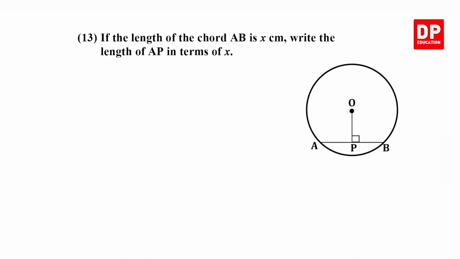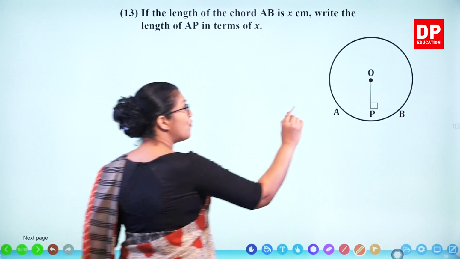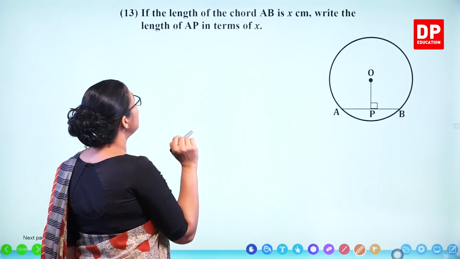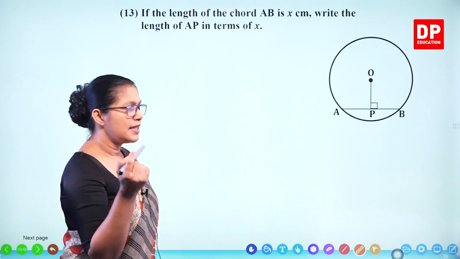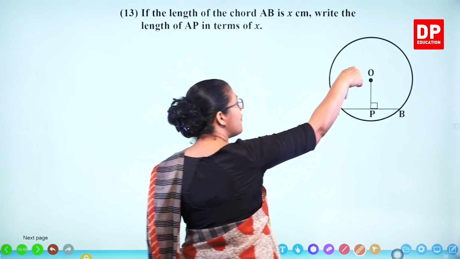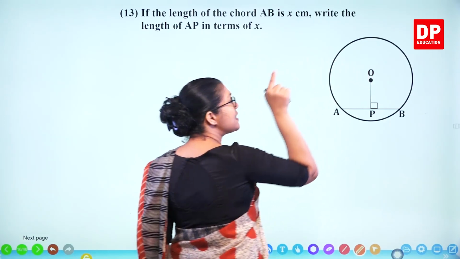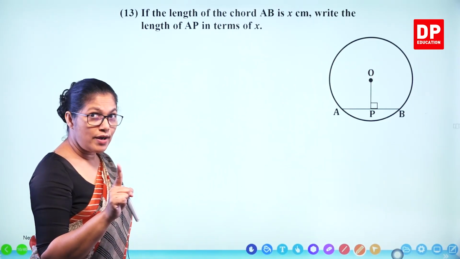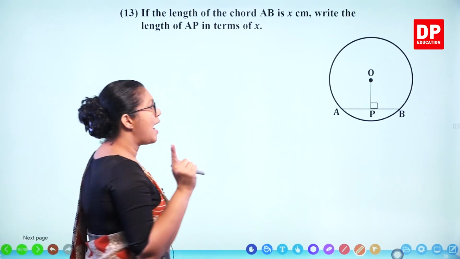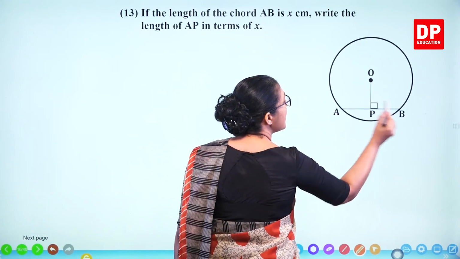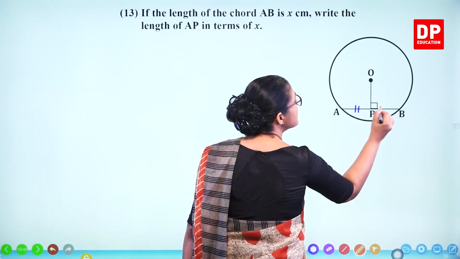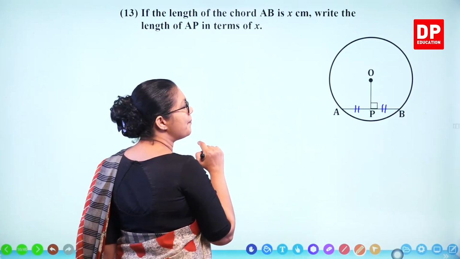Question number 13. If the length of the chord AB is x, so the full thing is x, write the length of AP, half of it. What do you know about the radius? That means the line from the center to the chord is perpendicular. That means this line is bisected. So these two lengths are equal.